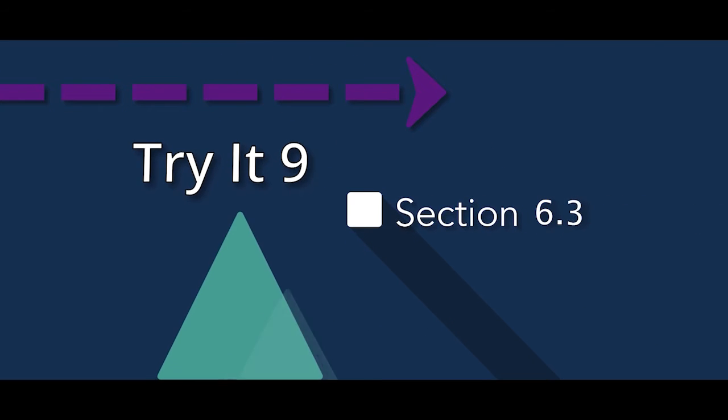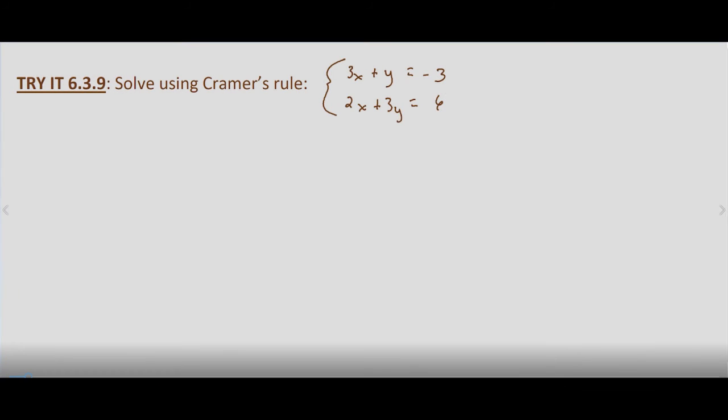And now we look at solving a system of equations using Cramer's rule. And this is where evaluating determinants finally comes into play with solving systems of equations. So step one is for us to evaluate the determinant using the coefficients of the variables.